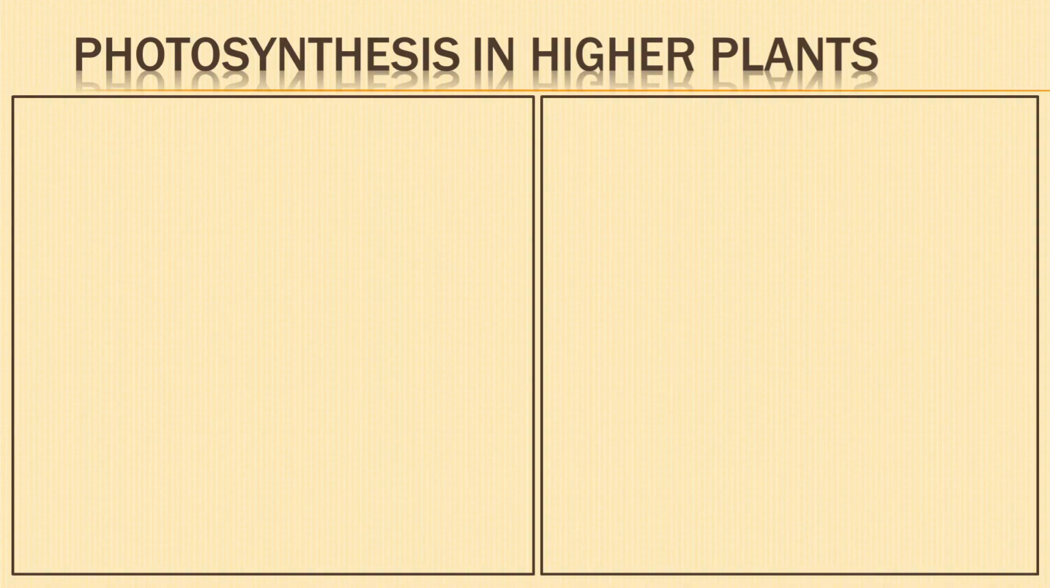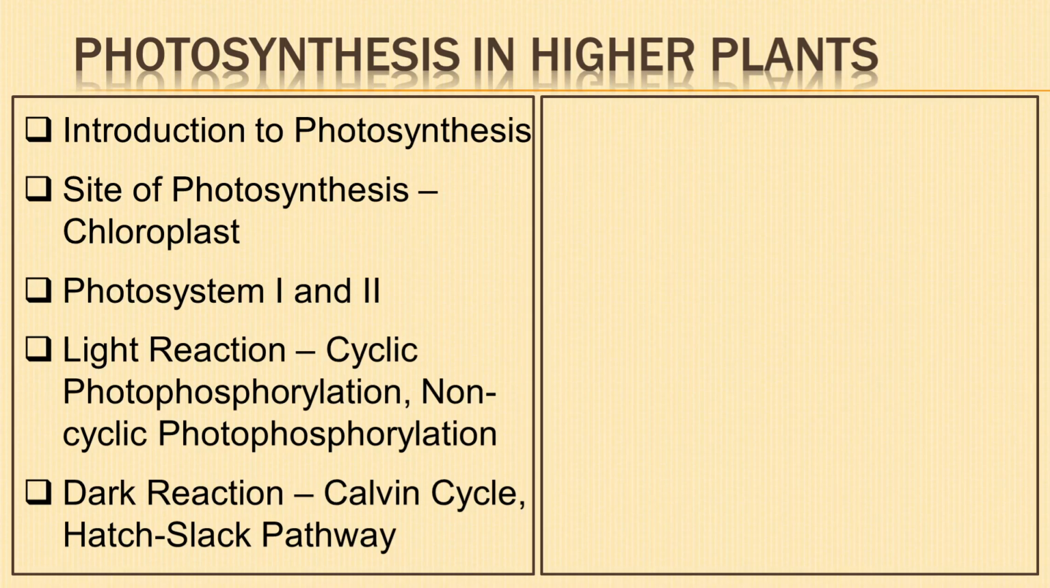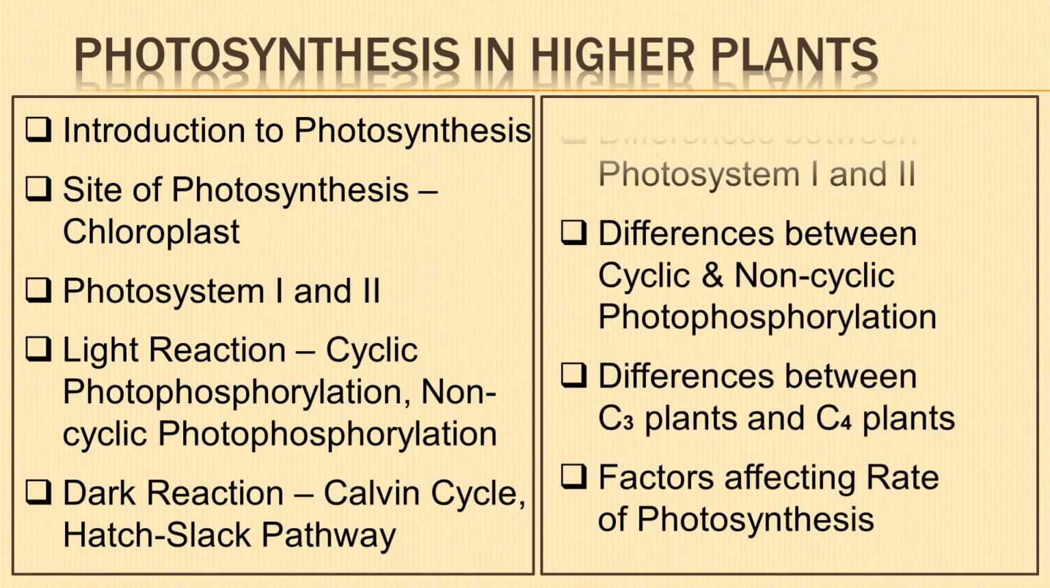Hello, in today's video, we shall learn in detail about the mechanism of photosynthesis in higher plants. By the end of this video, you will have a clear understanding about photosystem 1 and photosystem 2, cyclic and non-cyclic photophosphorylation, light and dark reactions, Calvin cycle, Hatch-Slack pathway, differences between C3 and C4 plants, and the factors affecting the rate of photosynthesis. Let us start with the introduction to photosynthesis.